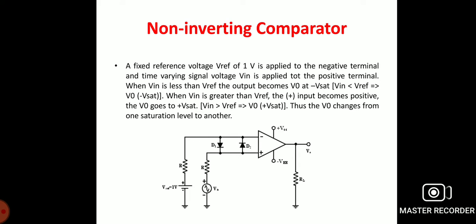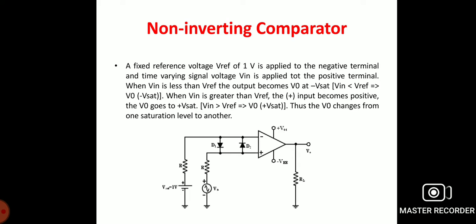When the input voltage is greater than the reference voltage, the input becomes positive, so that the output voltage goes to positive saturation voltage. That is, the input voltage is greater than the reference voltage, so the output voltage is positive. Thus, the output voltage changes from one saturation level to another saturation level. So, this is the non-inverting comparator circuit.